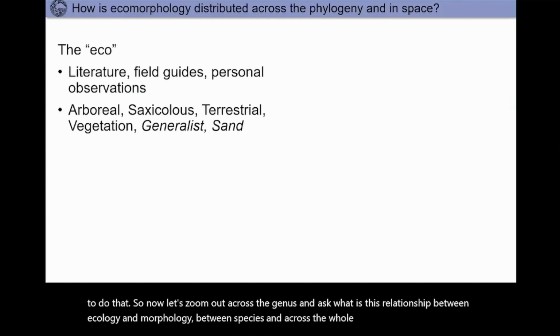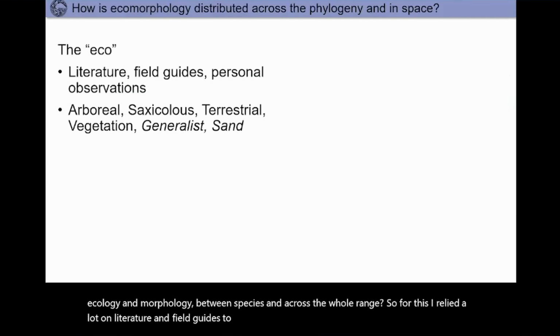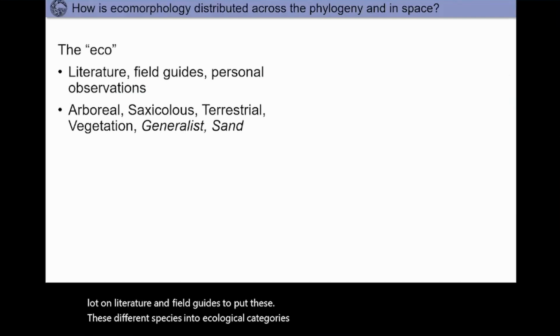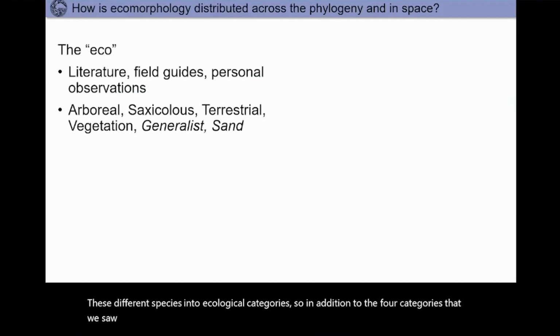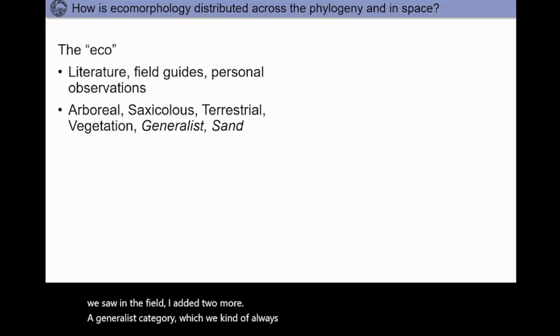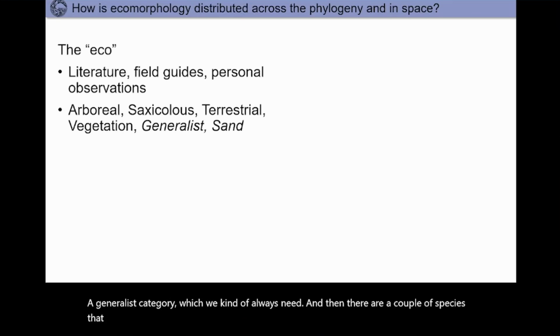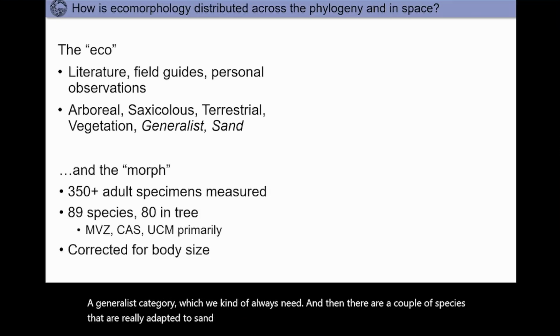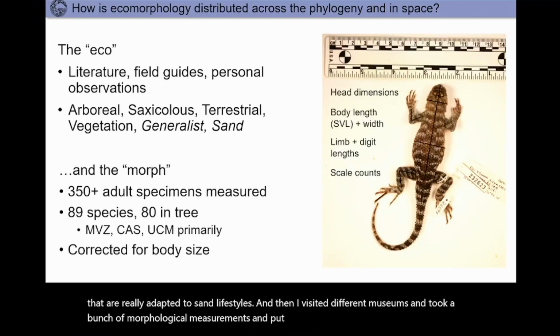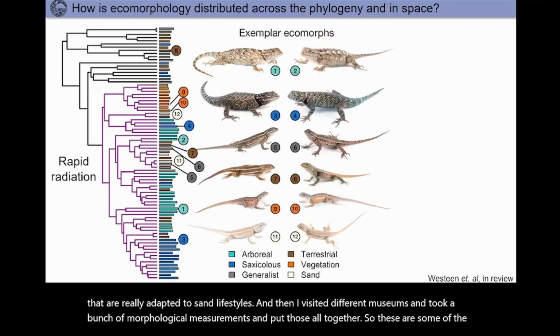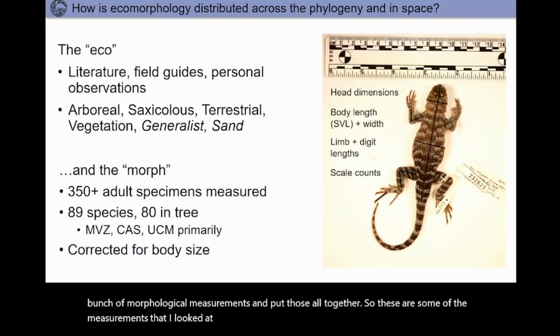So for this, I relied a lot on literature and field guides to put these different species into ecological categories. In addition to the 4 categories that we saw in the field, I added 2 more: a generalist category, which we kind of always need, and then there are a couple of species that are really adapted to sand lifestyles. And then I visited different museums and took a bunch of morphological measurements and put those all together. So these are some of the measurements that I looked at. Okay, that's a lot. Let's look at this on the phylogeny.